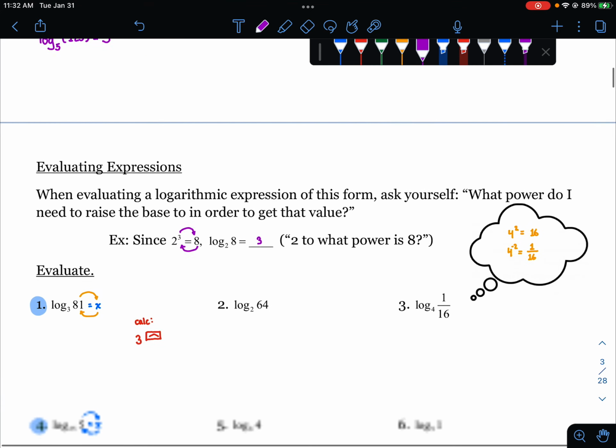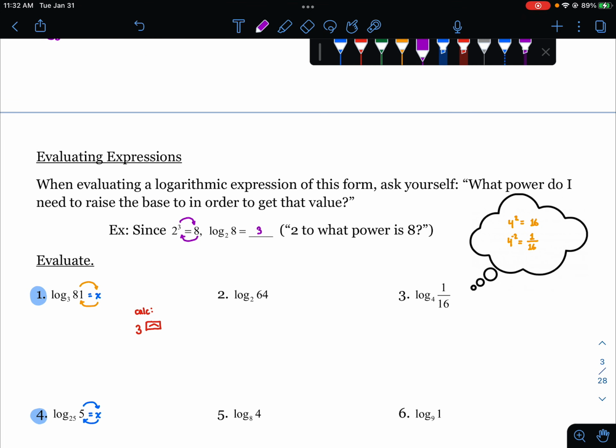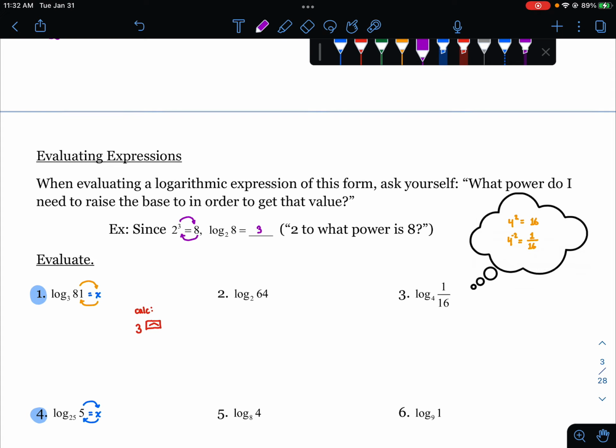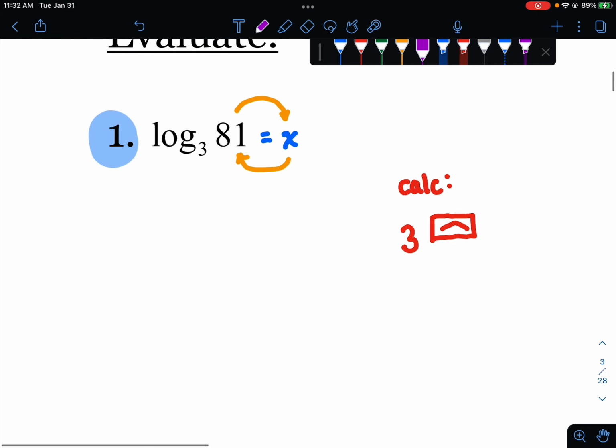Now we're going to be evaluating expressions, and a lot of times in logarithmic equations, we change forms to try to interpret the problem in a slightly different way. So here, if I look at number 1, if I circle this up, log base 3 of 81 equals x, I might not really be sure what that means, but if I circle up and write it as an exponent, they're saying 3 to some power is 81.